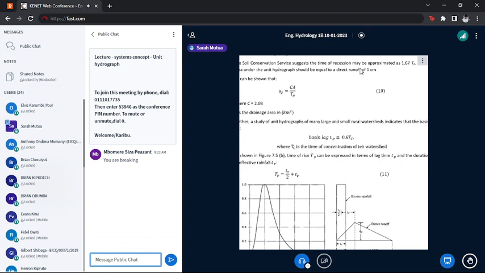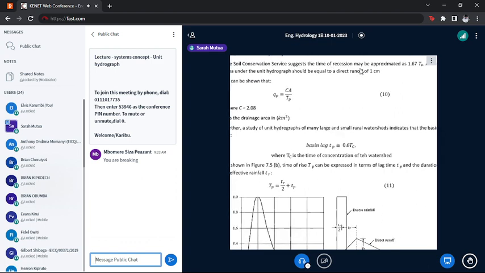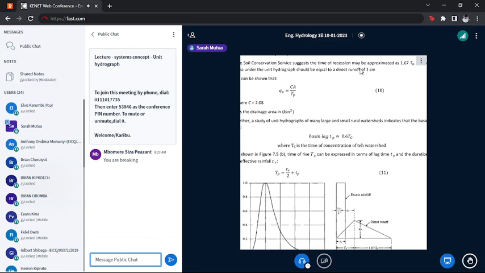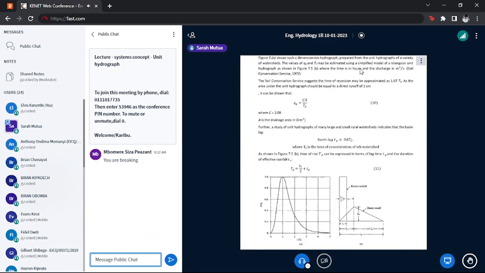And what is time of concentration? From engineering hydrology 1, we just did it the other day. Anyone who can remind me what is time of concentration? Anyone? Time of concentration is the time it takes water to flow from the farthest point of the catchment to the outlet of the particular catchment.